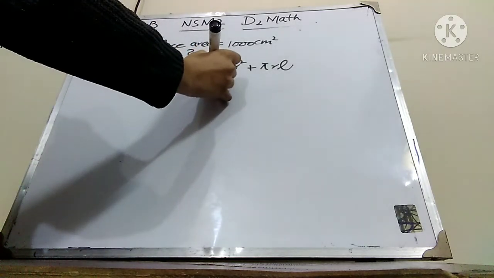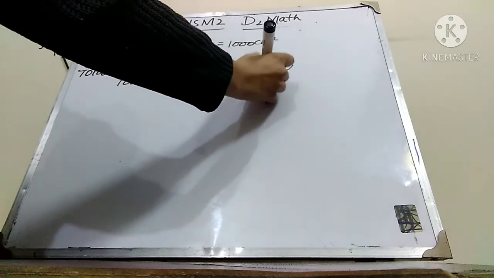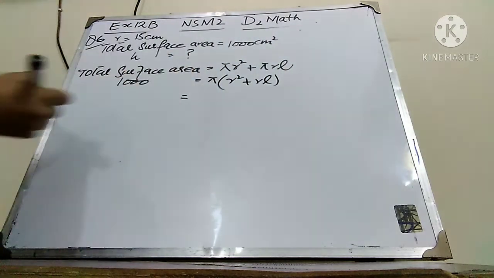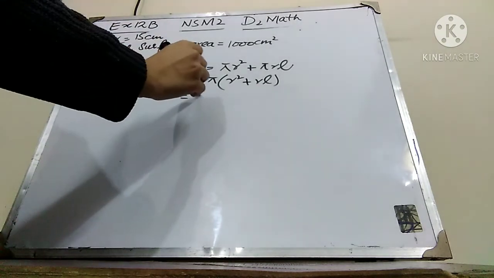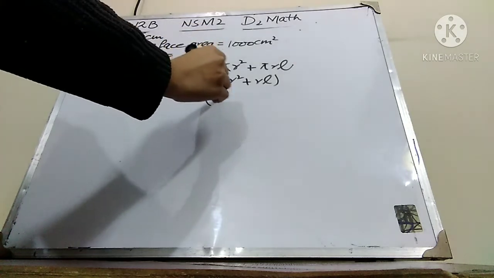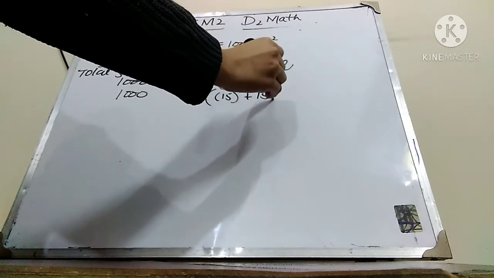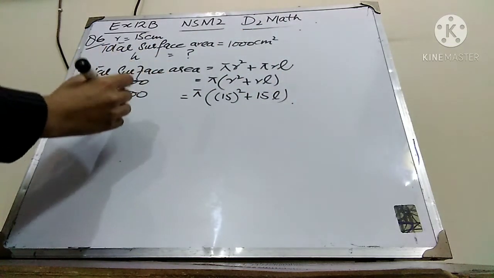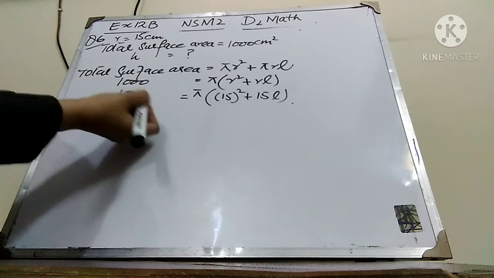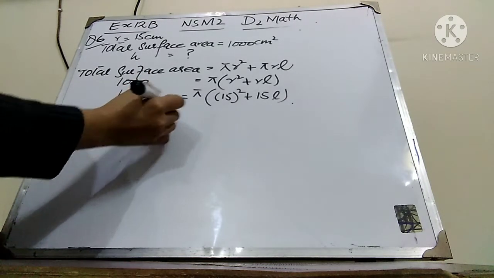I will take pi as common, and r square plus r l will be over here. So now I will write down 1000 as it is. This is pi, and r is given, which is 15. So I will take the square of r, 15 square plus 15 l. This pi is multiplying over here. When it comes to this side, it will divide, or I can write down the value, which is 3.142.